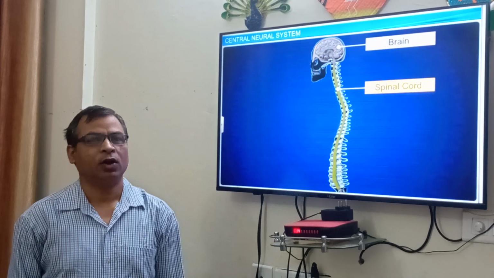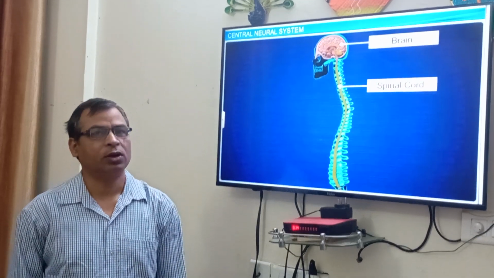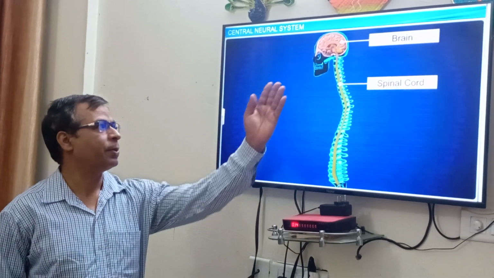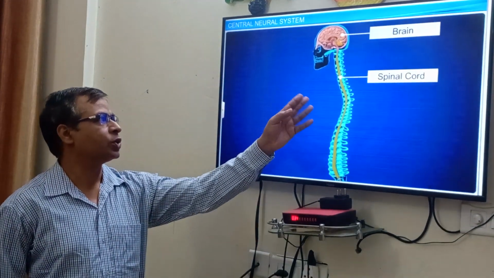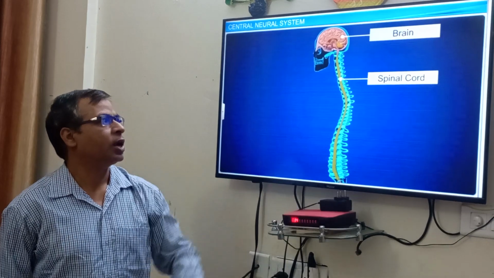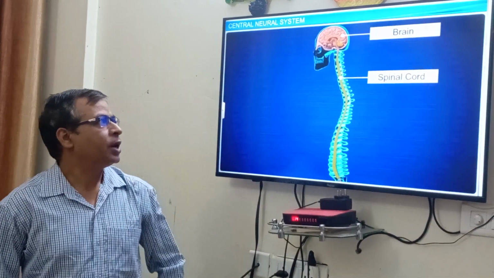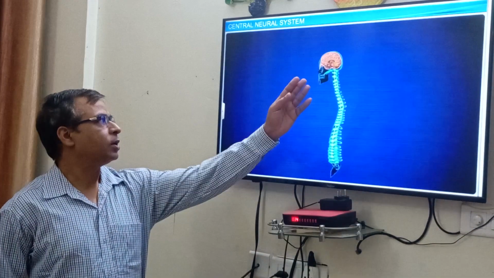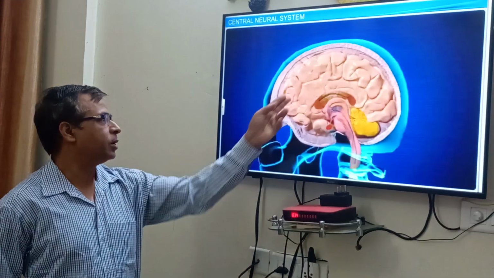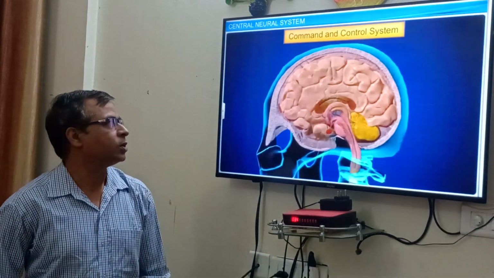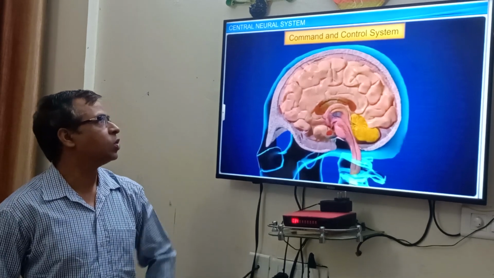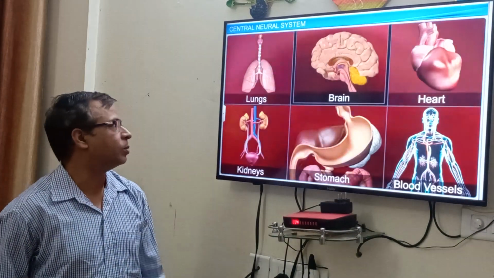The central nervous system consists of the brain and spinal cord, mainly two parts, but it doesn't include the cranial nerves and spinal nerves. This is the brain. It is the central information processing organ, and it is also called the command and control system.